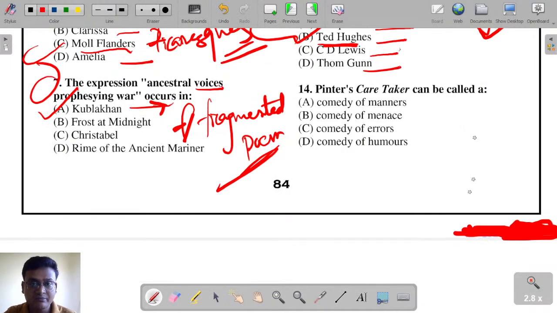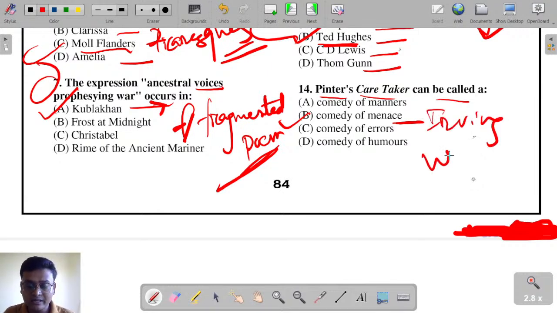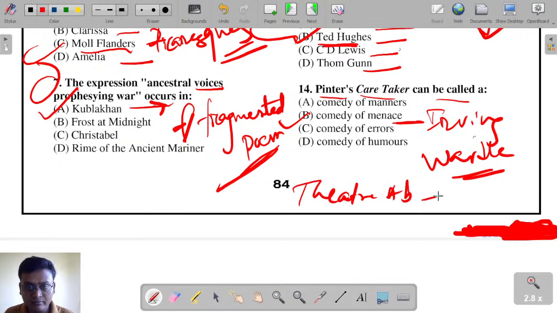Pinter's The Caretaker can be called a... Harold Pinter's The Caretaker can be labeled as, here, number 14 on your screen, comedy of menace. It is known as comedy of menace. Who coined the term comedy of menace? Irving Wardle. Irving Wardle coined the term comedy of menace. Theatre of the Absurd was coined by whom?